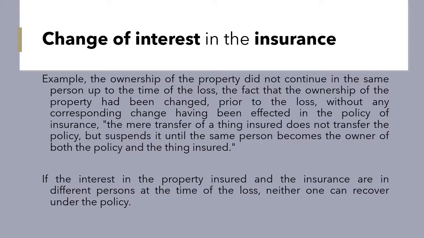For example, the ownership of the property did not continue in the same person up to the time of the loss. The fact that the ownership of the property had been changed prior to the loss without any corresponding change having been effected in the policy of insurance. The mere transfer of a thing insured does not transfer the policy, but suspends it until the same person becomes the owner of both the policy and the thing insured. If the interest in the property insured and the insurance are in different persons at the time of the loss, neither can recover under the policy.